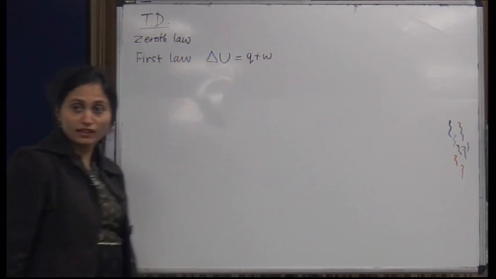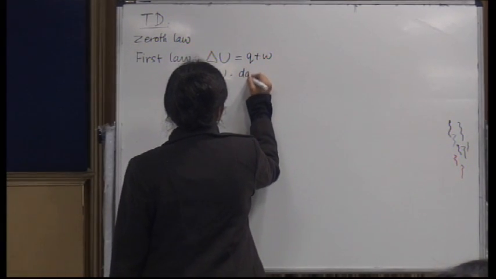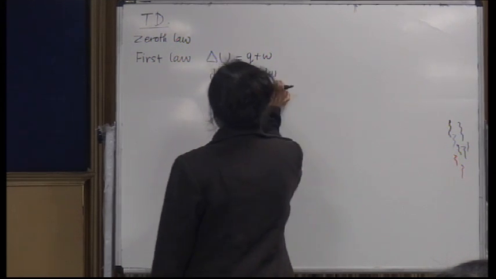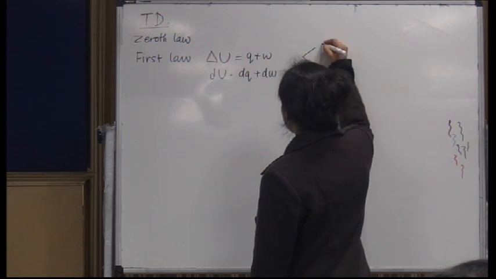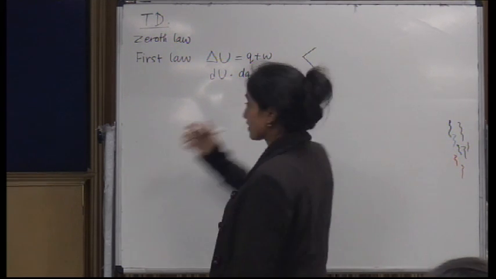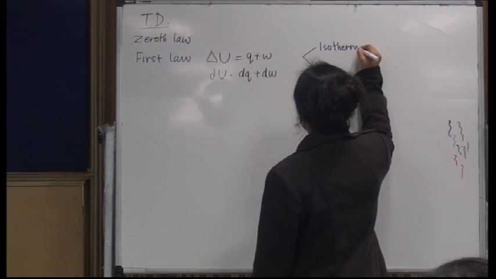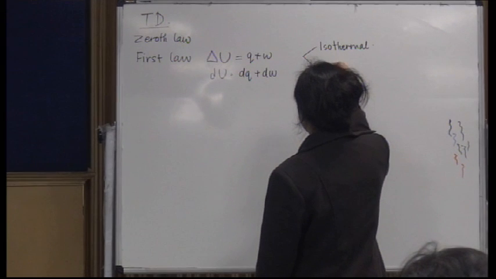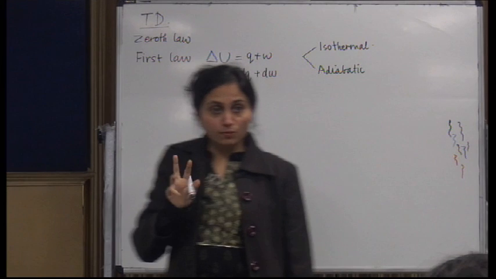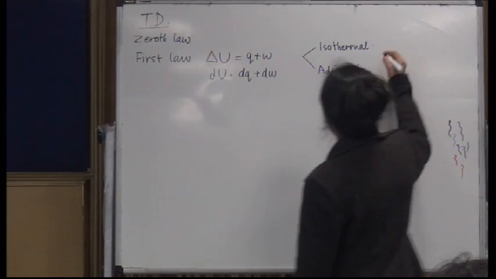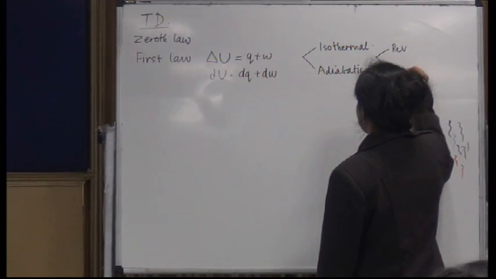Another thing, when you write it in terms of differentials, it was given as dU is equal to dQ plus dW, where we know that dW will be given as minus PdV. And here we did talk about two processes in detail in the previous classes. One was the isothermal processes and the other were the adiabatic processes. Remember that in both the cases we talked of two types of processes: the reversible processes and the irreversible processes.